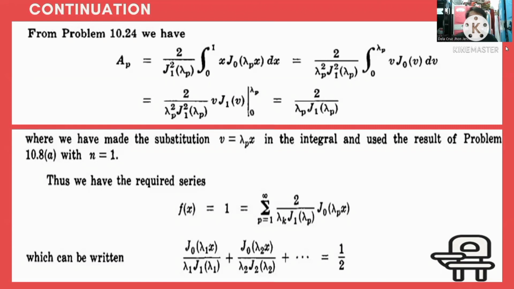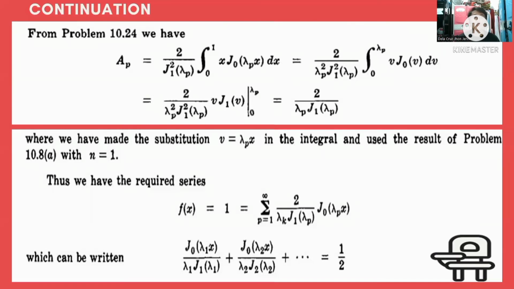times the integral from 0 to lambda_p of b J_0(b) db, which equals 2 over lambda_p^2 J_1^2(lambda_p) times b J_1(b) evaluated from lambda_p to 0, which equals 2 over lambda_p J_1(lambda_p). And we make the substitution b equals lambda_p x in the integral and use the result of problem 10.8, where n equals 1.